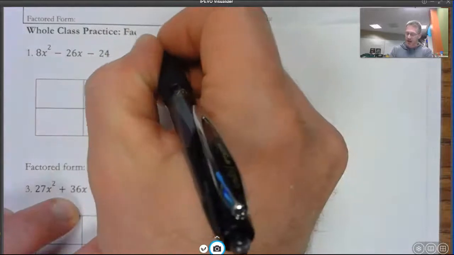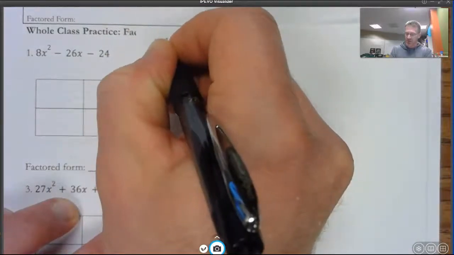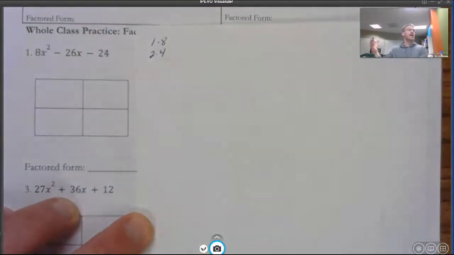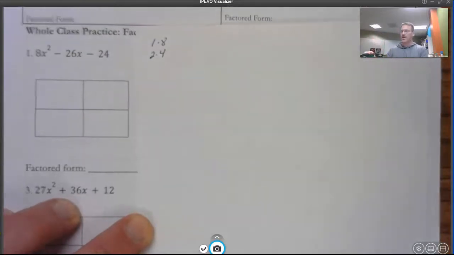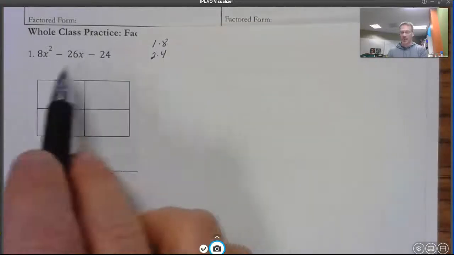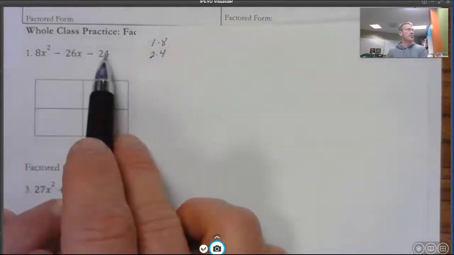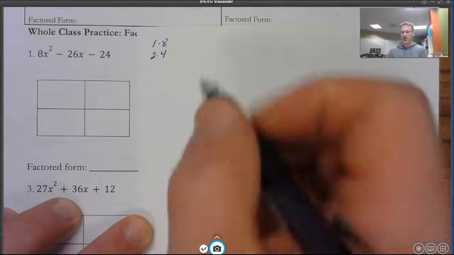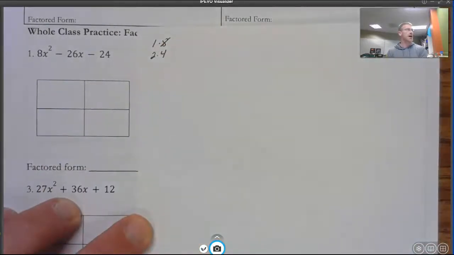So when I look at 8, I have 1 times 8, and I have 2 times 4. And once again, we always want to start with the highest factor, because we want that biggest number to factor out if we can. So when I look at 8, 8 definitely goes into 8. 8 goes into 24, but 8 does not go into 26. So now I'm going to go to my next highest factor, which is 4.